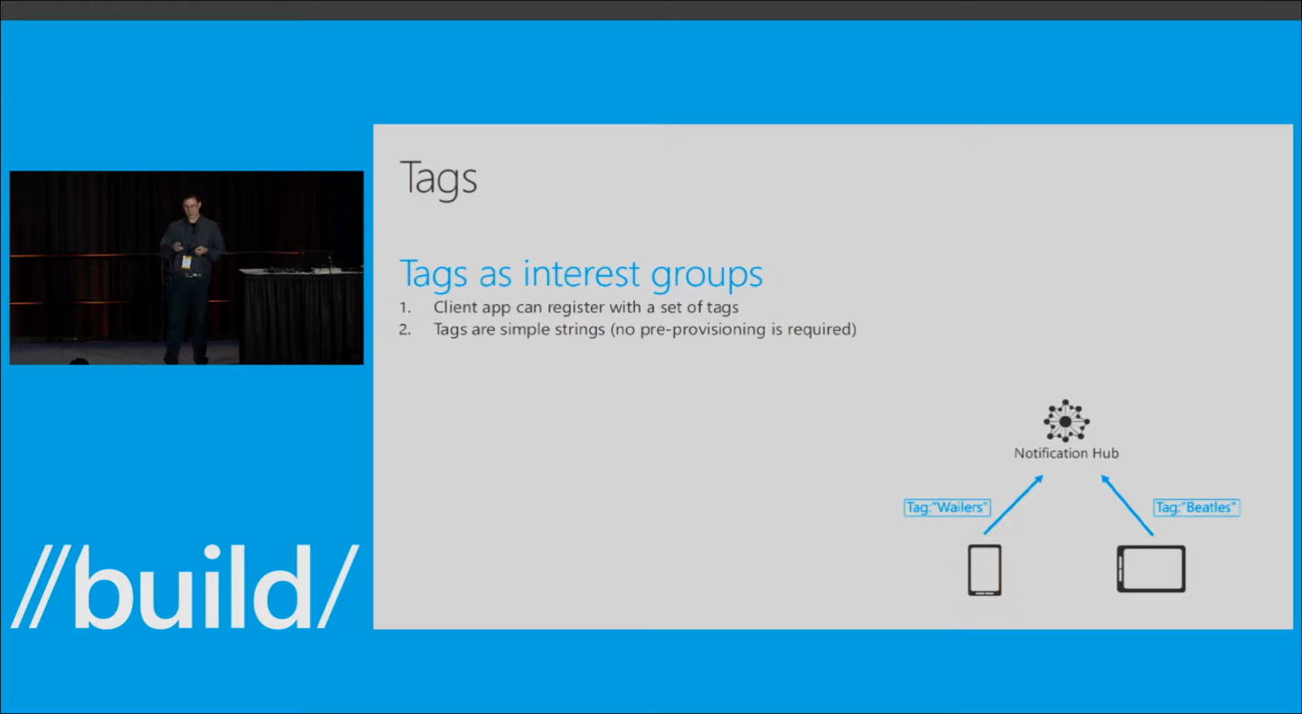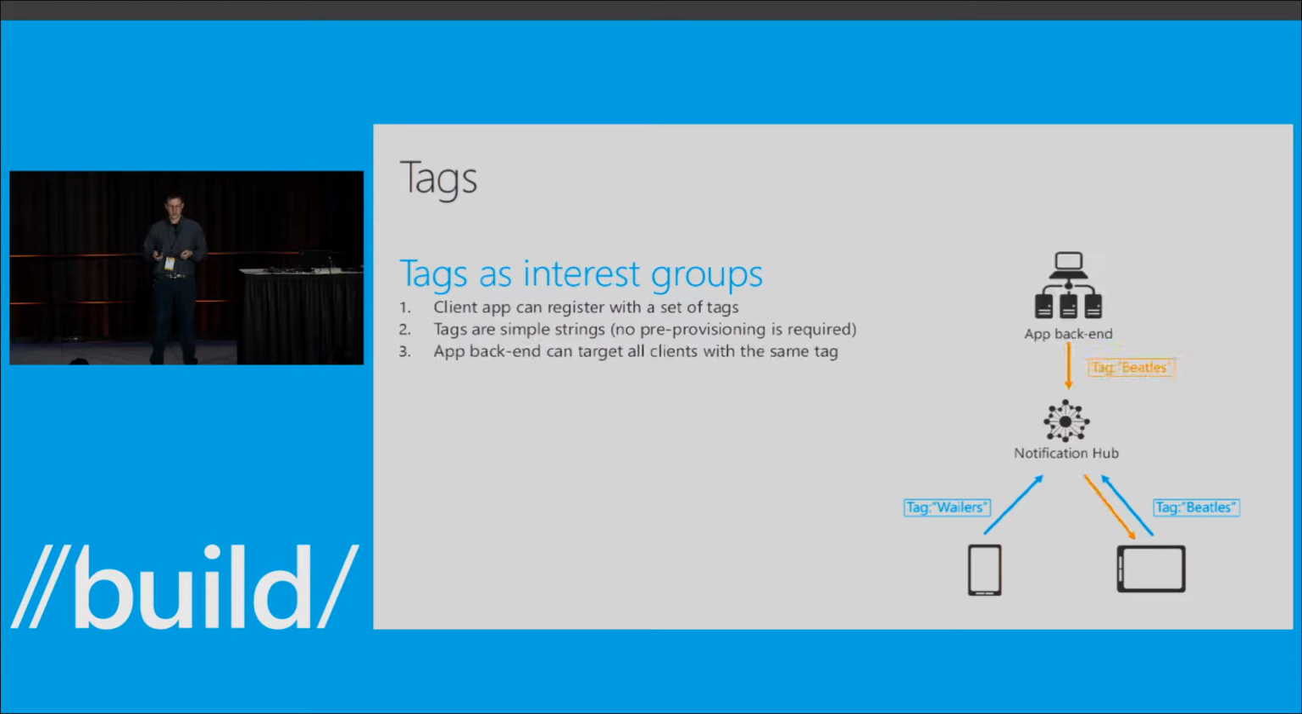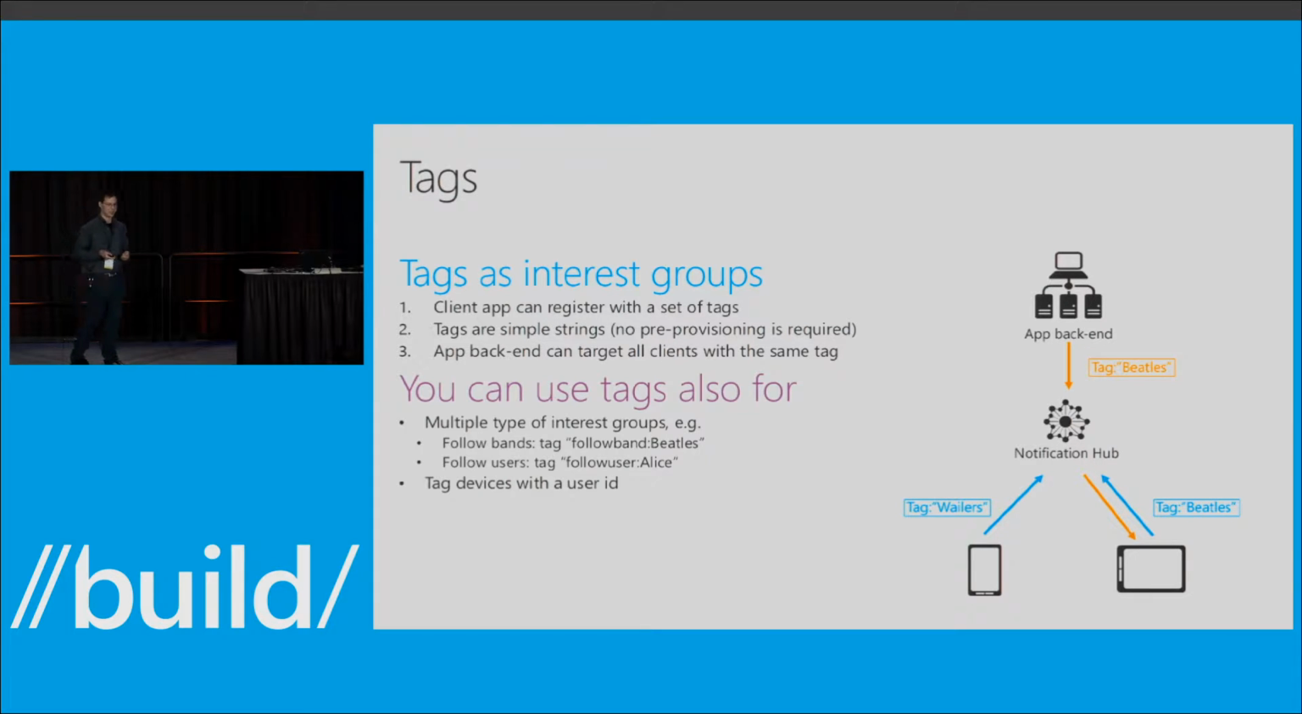In this case, we have one phone that is specifying whalers and one tablet that is specifying beetles. What happens is that when the app backend specifies one tag, it reaches only the devices that have the corresponding tag. You can use tags for multiple types of interest groups. They're just strings. You can have follow bands or follow user, in the enterprise space, organization IDs, work groups. You can also use them as user IDs to tag all the devices of a specific user.